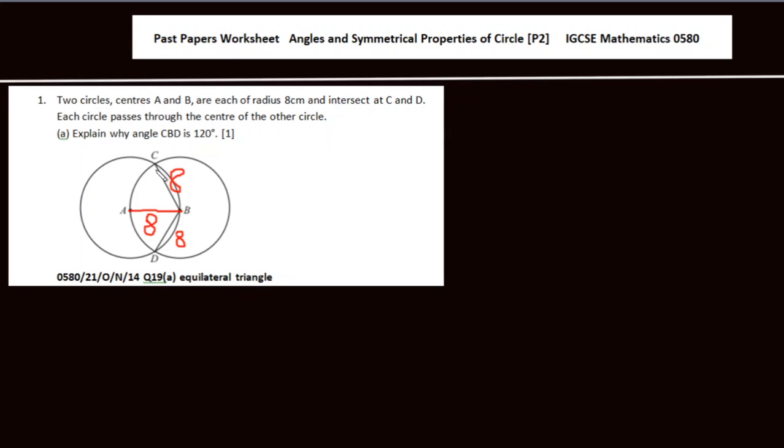So we have to show that this angle C to B to D, this whole angle should be equal to 120 degrees. Okay, now how do we show this?